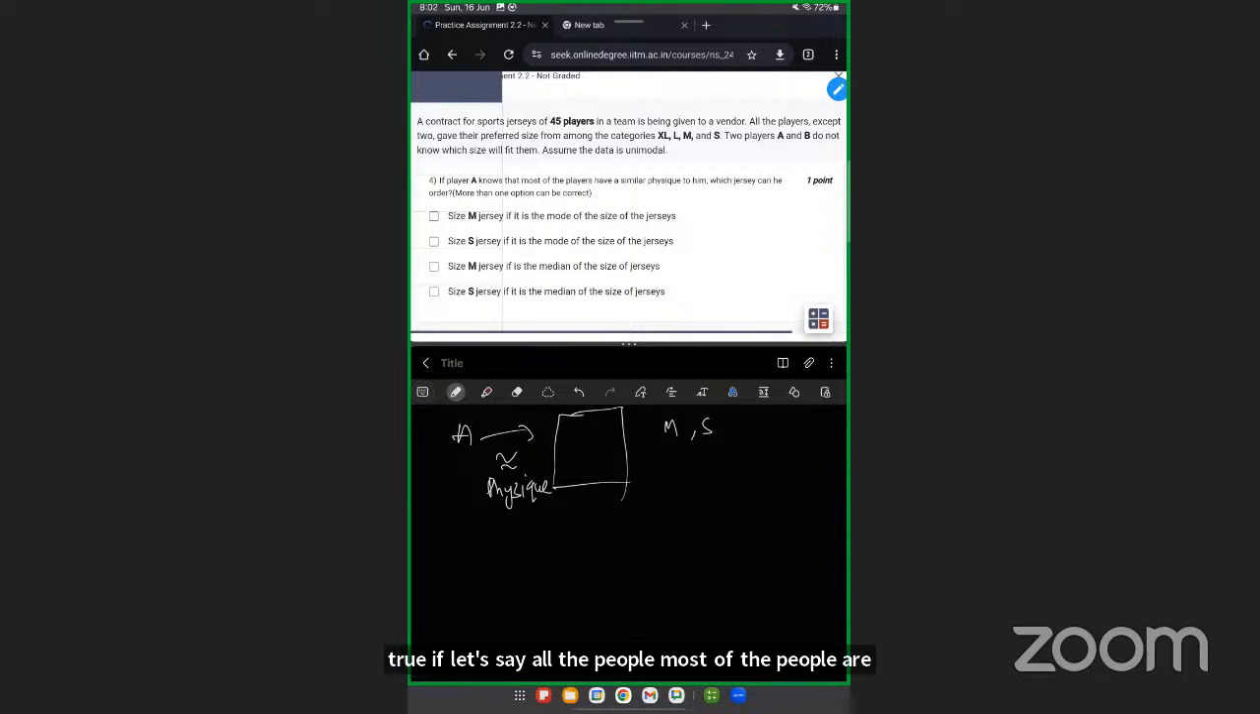Size M jersey, if it's the median of size of jersey. Okay, now we need to see what can be done. So let's see S, M, L, and XL like this. Now we're saying size M jersey if it is the median of the size of jerseys. So when can he become median of how many? 43. For A and B we don't know, right? So these are all 43 only. A and B are outside of this.